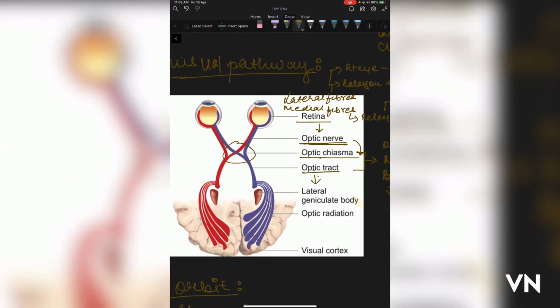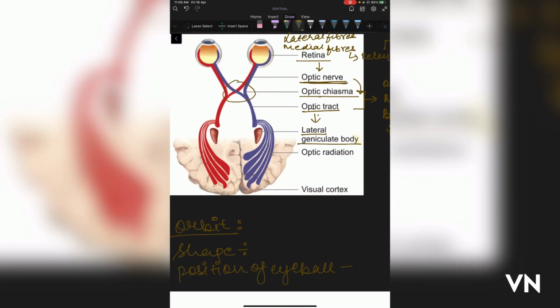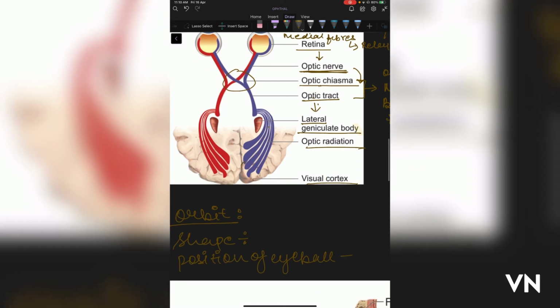Now it is very easy. After the optic tract, they will be relaying to the lateral geniculate body. This is basically where the fibers relay, and if there are any reflexes, they are carried out by the lateral geniculate body, optic radiation, and the visual cortex. And from the optic tract, there are fibers which will relay to the visual cortex, which is in the posterior lobe of the brain, or the occipital lobe of the brain.